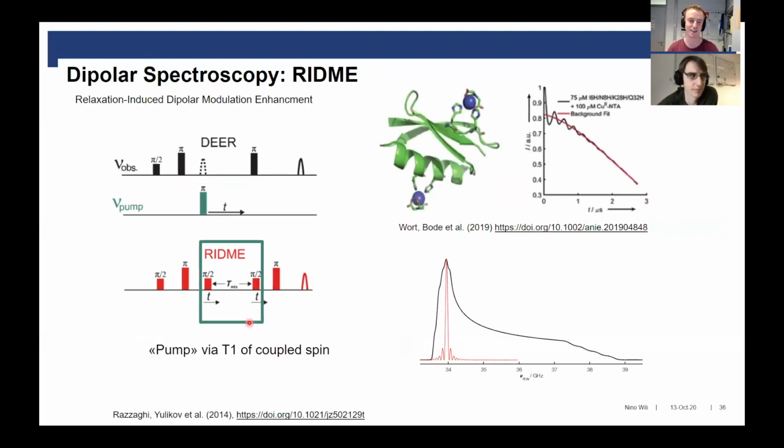Yeah, so it's very rare that you have two different radicals where the g values are far enough apart and in the right range that they don't overlap at all. But there are some cases. But then at some point, again, if you use DEER, they are so far apart that you cannot excite them both in the same resonator, which is also not good. So, yeah. Okay.